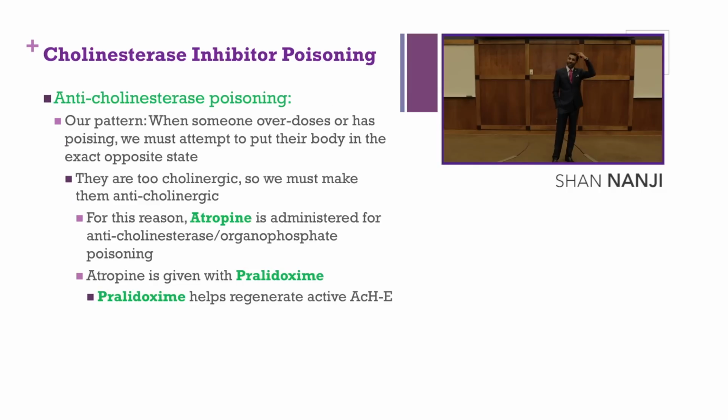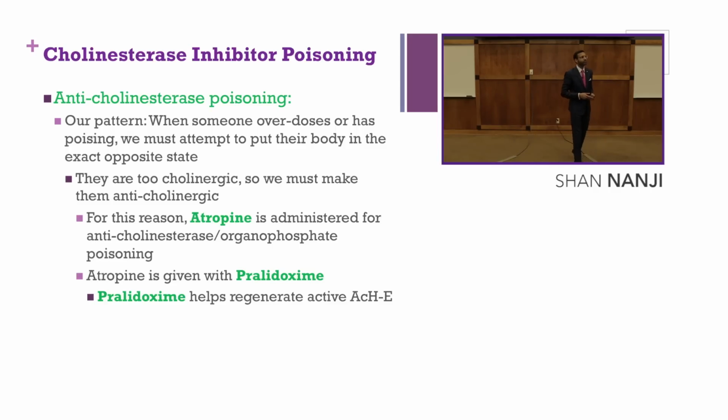So cholinesterase inhibitor is another term for anticholinesterase. So if you have anticholinesterase poisoning, we default back to our pattern, which is overdose opposite. So they are too cholinergic. Now we must make them anticholinergic. Anticholinesterases make you more cholinergic. And the opposite of cholinergic is? Anticholinergic. So they're too cholinergic, and you need to make them anticholinergic. And the anticholinergic you're going to use is atropine.